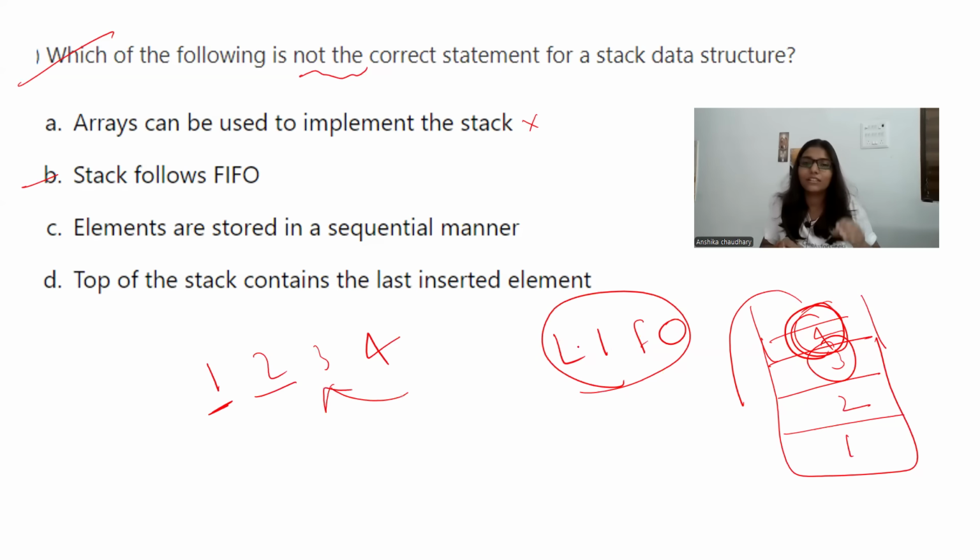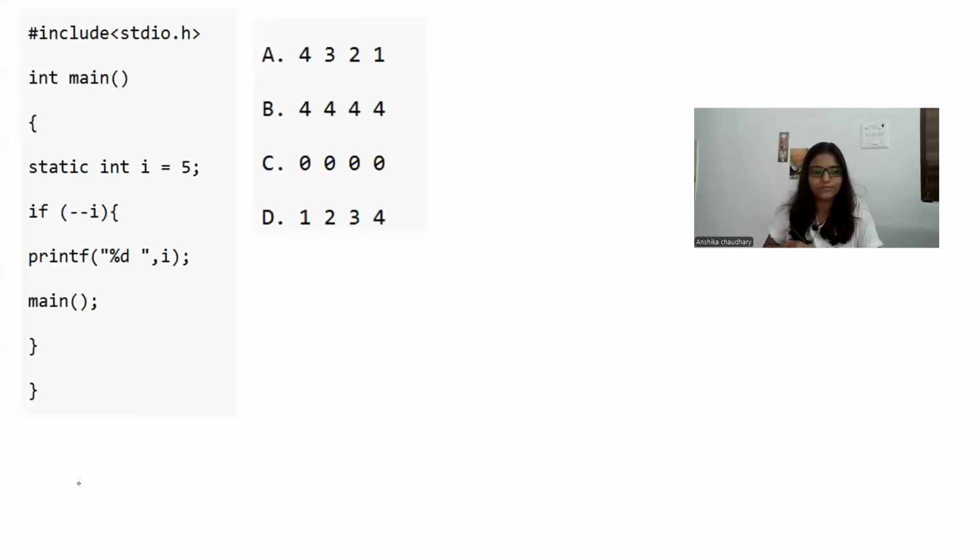That was the third element, so it will pop out. Then 2 will pop out. Then 1 will pop out, and this is how the stack goes empty. I hope it is clear. Let's move on to the next question.